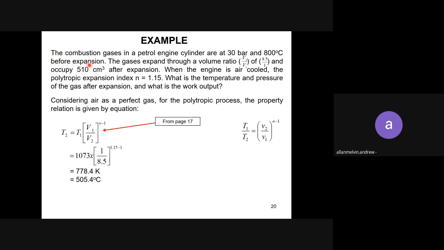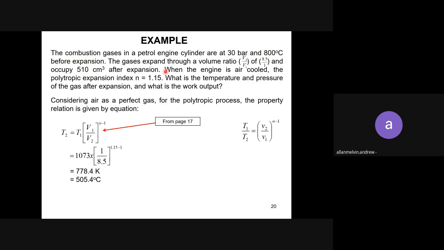So the combustion gases in a petrol engine cylinder are at 30 bar. Okay, combustion gas. So P1 is 30 bar and T1 is 800 degrees Celsius before expansion. And the keyword is "before expansion", so meaning it is the initial state.